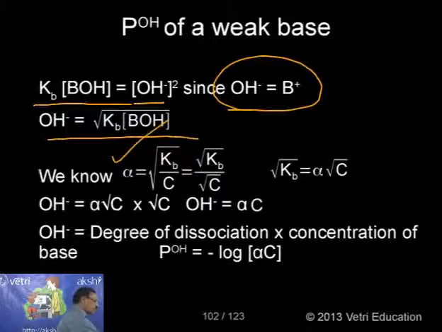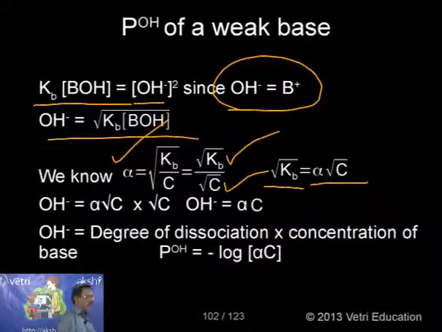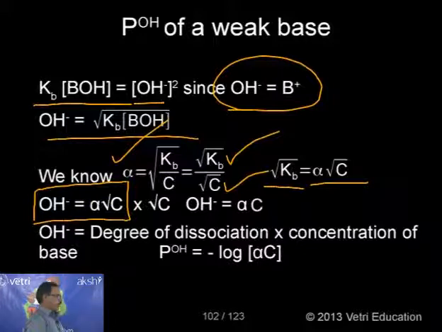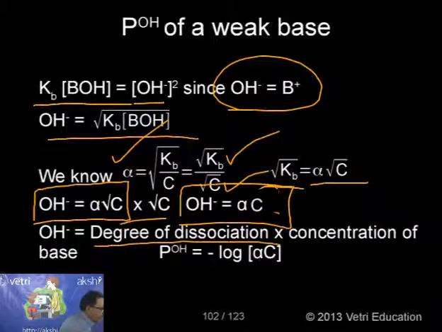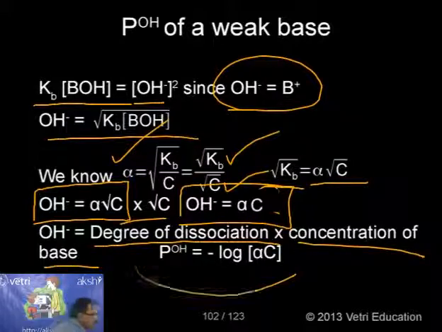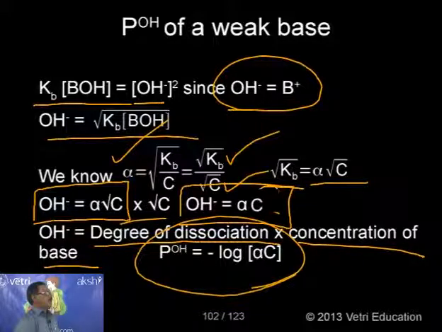So I know from the Ostwald dilution law, alpha equal to the square root of Kb by C. So I rewrite it as square root of Kb divided by square root of C. So square root of Kb I can write as alpha into root C. By introducing this term, I can write OH minus equal to alpha into root C into root C, nothing but OH minus equal to alpha into C. This is the interesting information. Can you follow? So OH minus equal to degree of dissociation into concentration of the base. This is the case for a weak base.